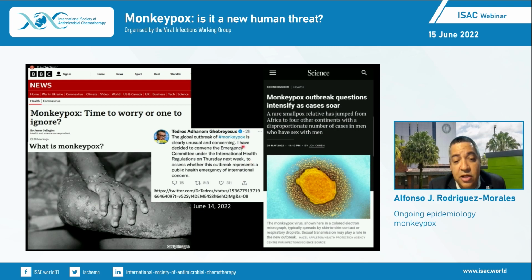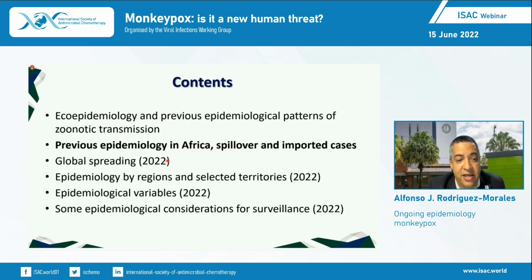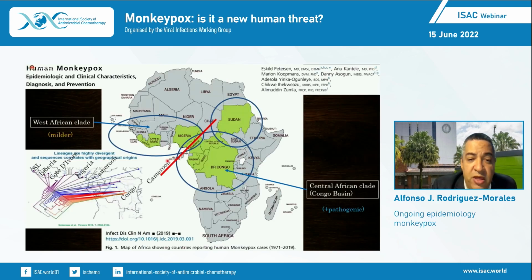So the question, as has been mentioned in news even, is if it's a time to worry or one to ignore, as has been also mentioned by the director of the WHO yesterday regarding the convening of the emergency committee under the international health regulations that is assessing or will assess if this outbreak represents a public health emergency of international concern, as was initially the case of COVID-19, and in the past, many other outbreaks. We have to remember, for example, Zika in 2016.